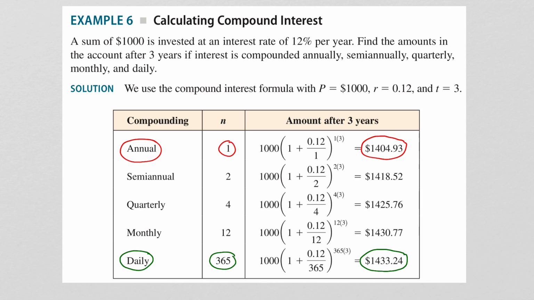So the number of compoundings is important, right? When you have money sitting in the bank, you want that money to be compounded as often as possible because it does make a difference in terms of how much money you get. However, the most important factor when compounding interest is the interest rate itself. So if you were to slightly increase this interest rate to 12.5% or 13%, you would see much bigger gains in the amount of money that you would get compared to the number of times that you compound the money. So interest rate is the most important factor when calculating compound interest.